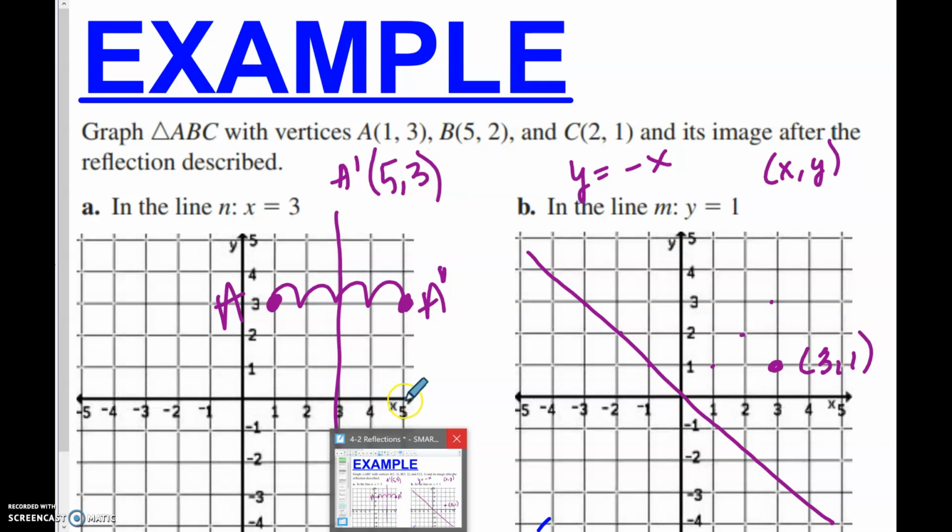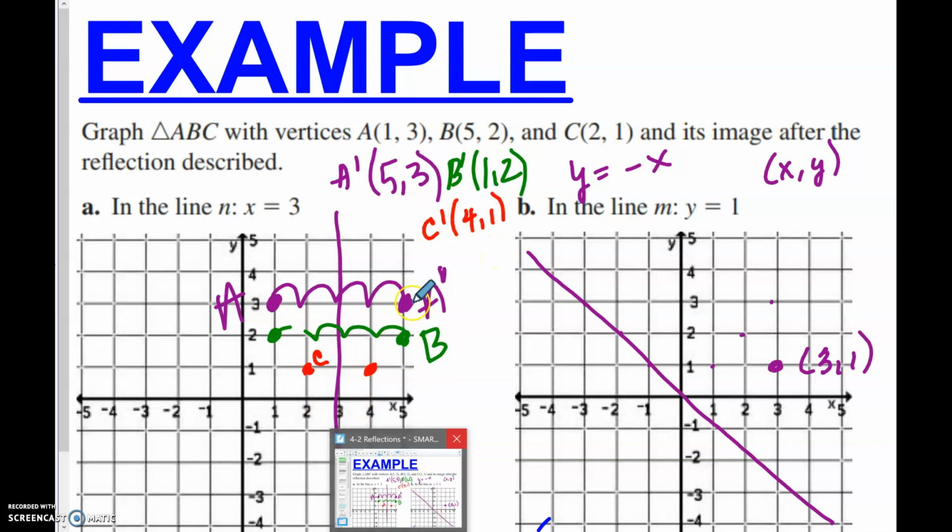So if I have B at 5, 2, here's where B is. Then if I'm going over this axis, I go 1, 2, 1, 2. So B prime ends up being at 1, 2. And now if I pick C, C is at 2, 1. Here's C. C prime is going to be over here. So C prime is going to be at 4, 1.